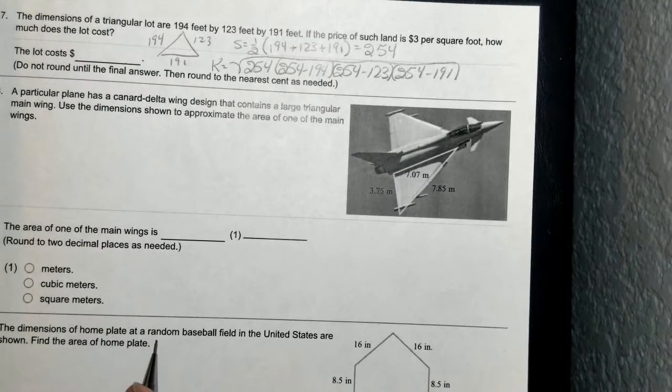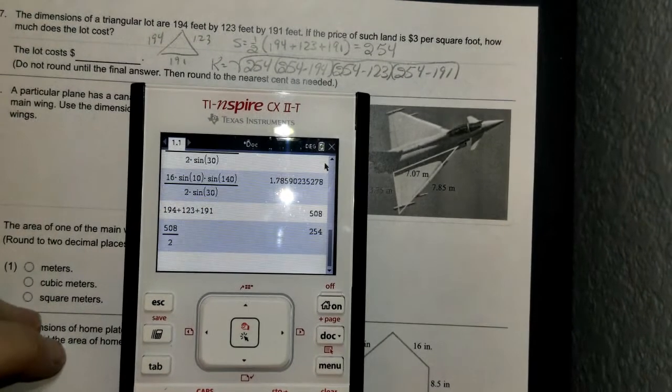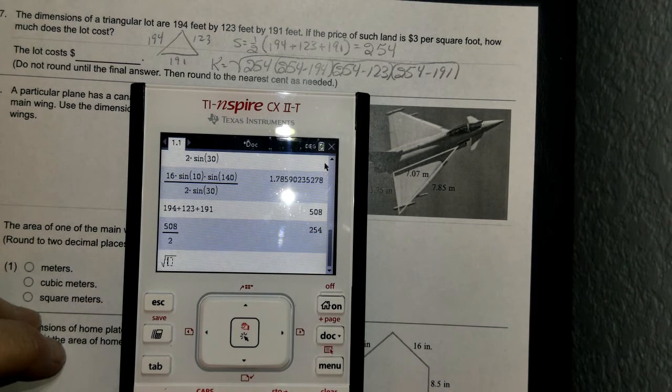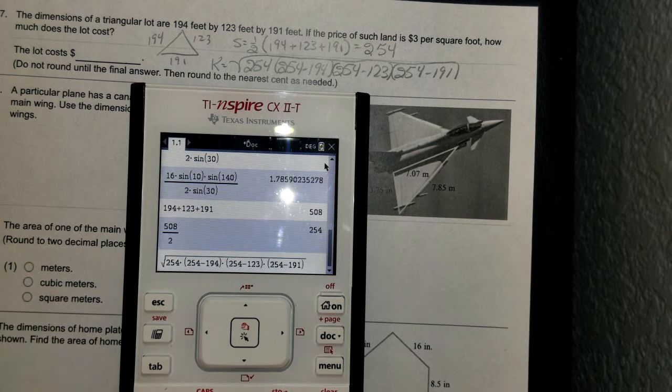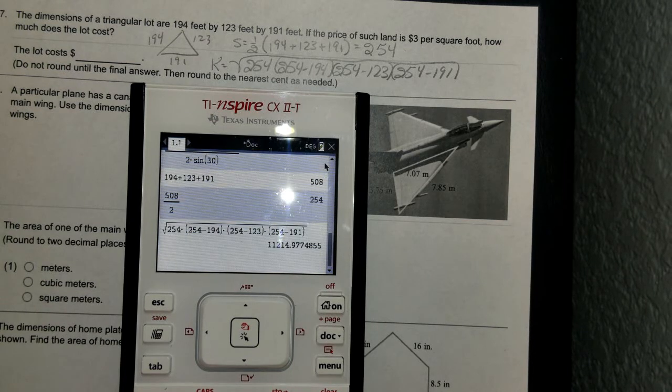Now again, this is area, and we're not done when we finish this, so let's hold all our excitement until we're finished. So let's go with square root of, take a big breath, 254 times parentheses 254 minus 194, close parentheses, times parentheses 254 minus 123, close parentheses, times parentheses 254 minus 191, close parentheses. Check it all out. All looks good.